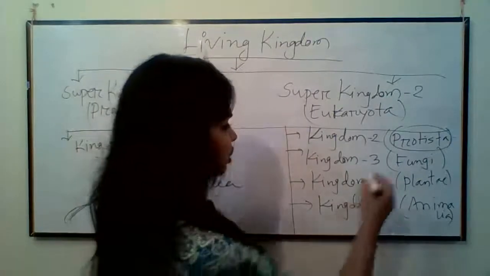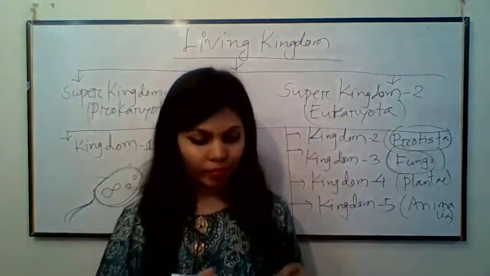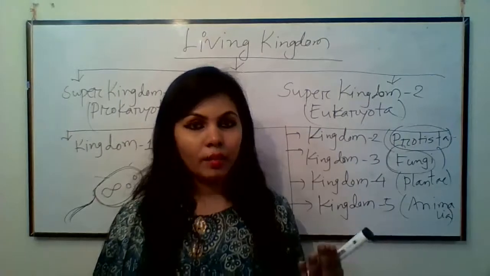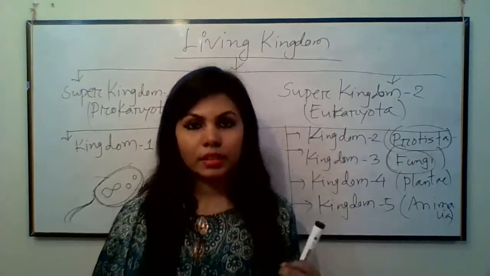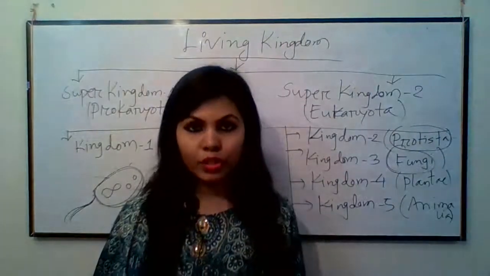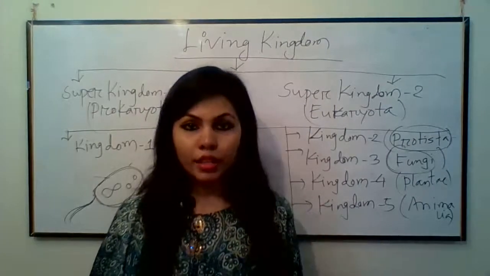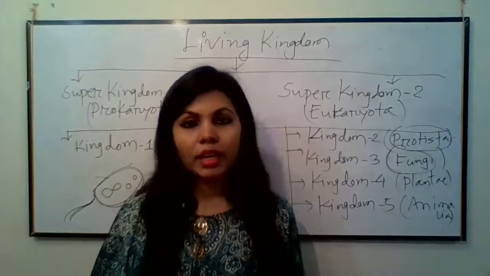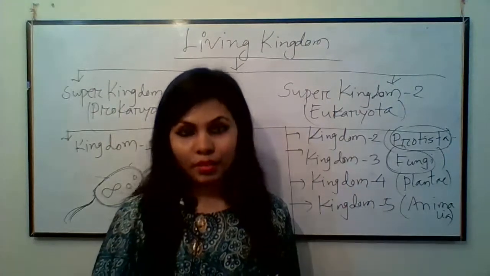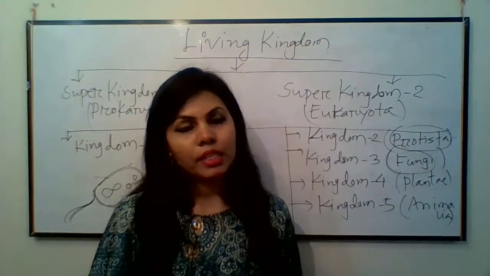Now I can tell about fungi. This is under super kingdom Eukaryota, kingdom number 3, fungi. They are mostly terrestrial, saprophytic, parasitic, etc. Terrestrial means they live or grow on land. Saprophytic means they obtain their food by absorbing dissolved organic material. They are also parasitic, living on other organisms. And fungi do not have photosynthetic apparatus, I mean chloroplast. And they reproduce by haploid spores.